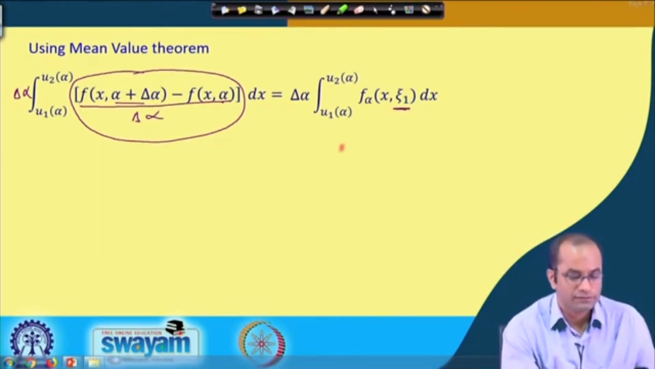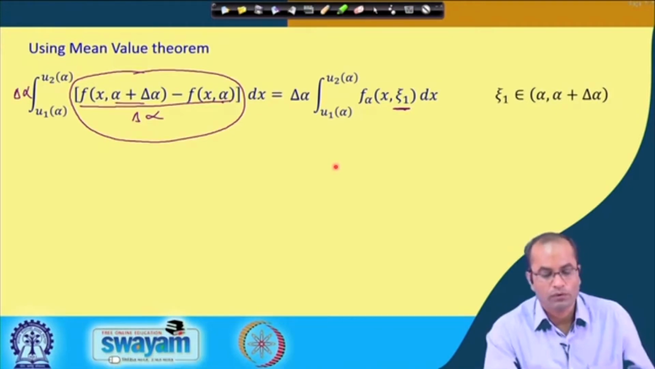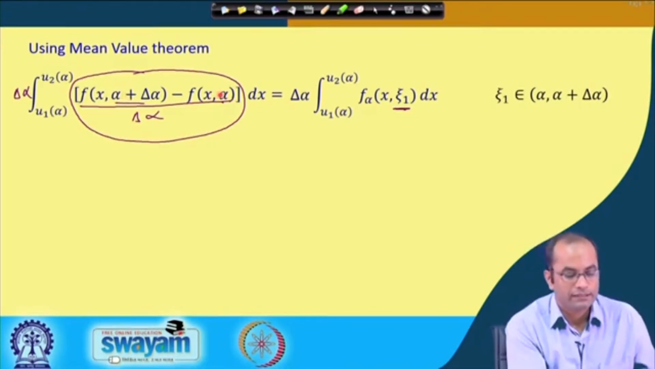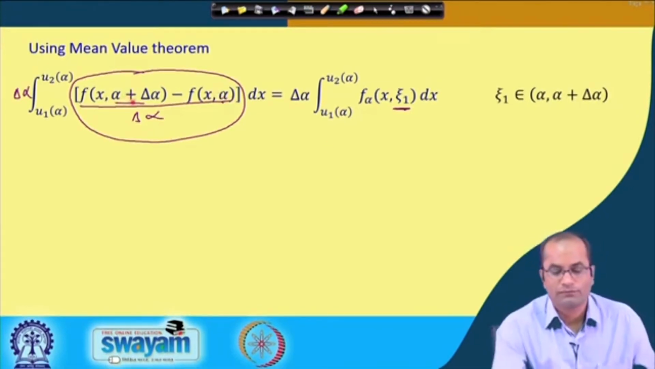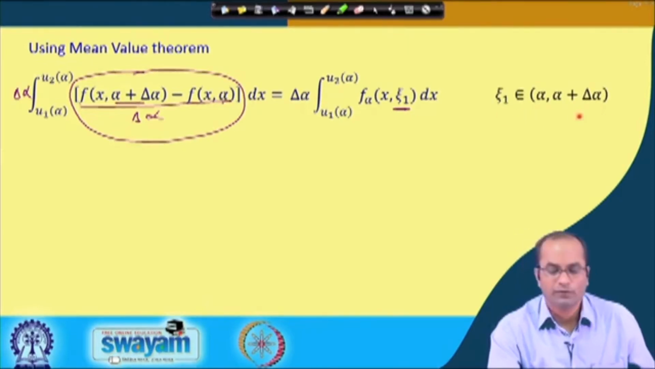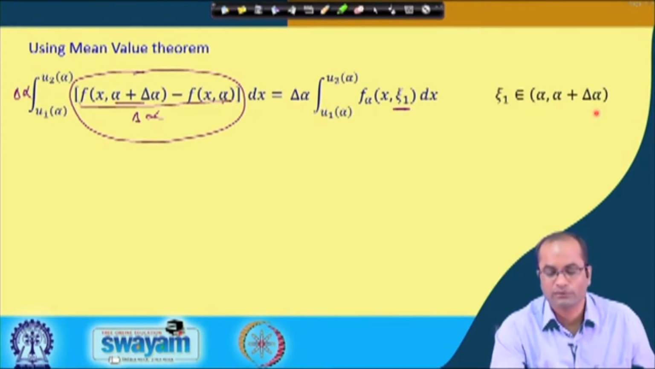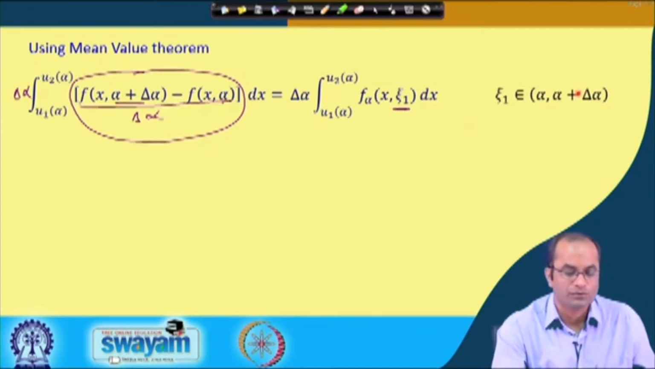So, the xi 1 belongs to exactly the interval here, alpha to alpha plus delta alpha, and note that this xi 1 will go to 0 when delta alpha goes to 0. So, later on we will be taking the limit. So, this xi 1 will approach alpha as delta alpha goes to 0.